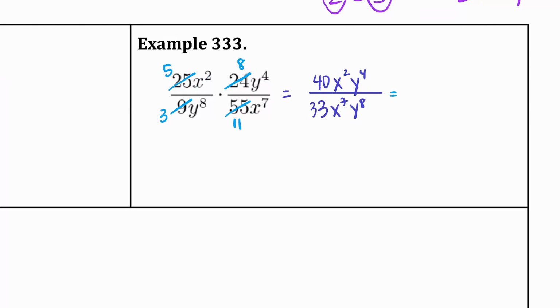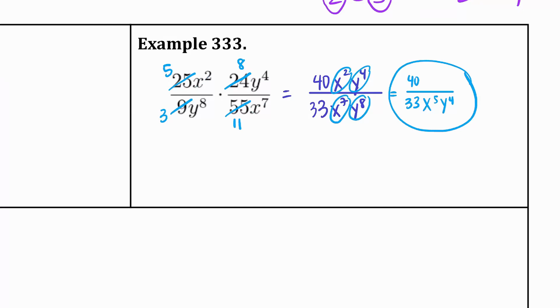All right, so now if we go ahead and keep dividing from here, we can't simplify 40 over 33. We could try it, type it in, math, enter, enter. But if we simplify our variables with our exponent rules, when we're dividing, we subtract exponents. 2 minus 7 is -5, so I'm going to go ahead and move that to the bottom. It becomes +5. For my y's, 4 minus 8 is -4. Move it to the bottom. It becomes +4. So we get 40 divided by 33x to the 5th, y to the 4th.